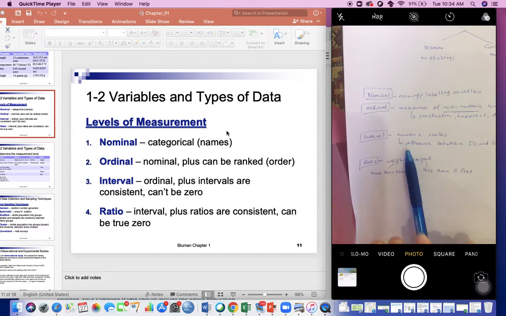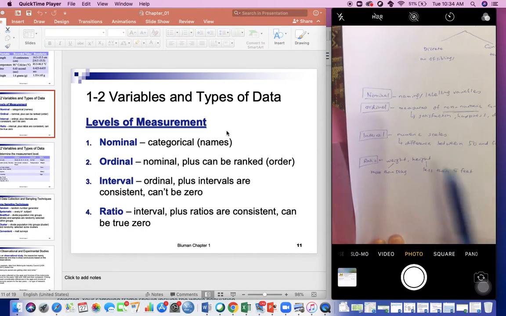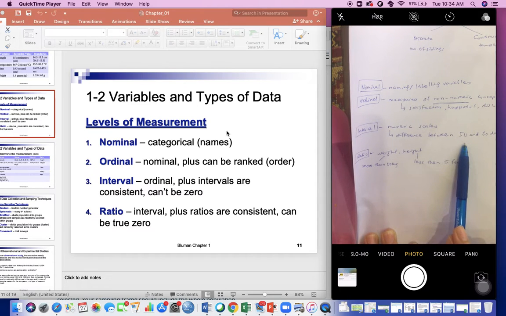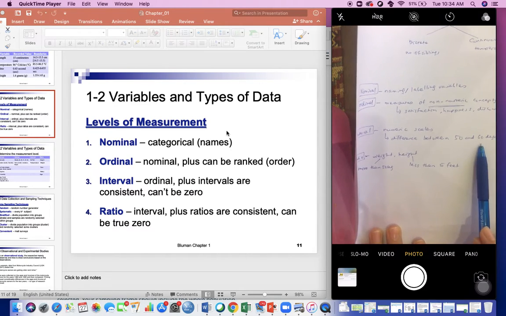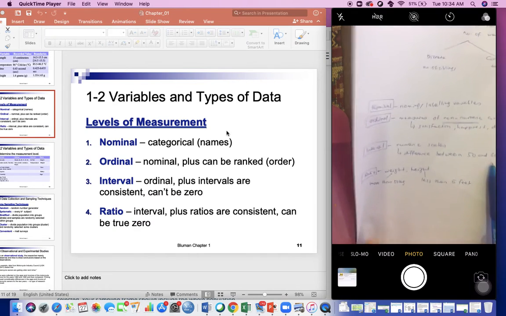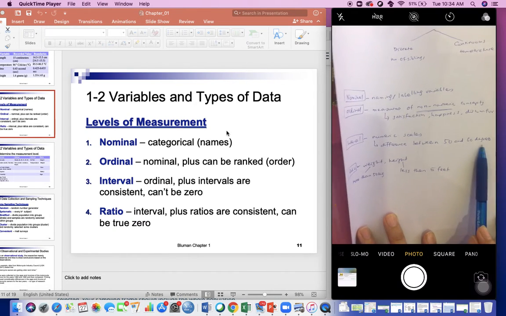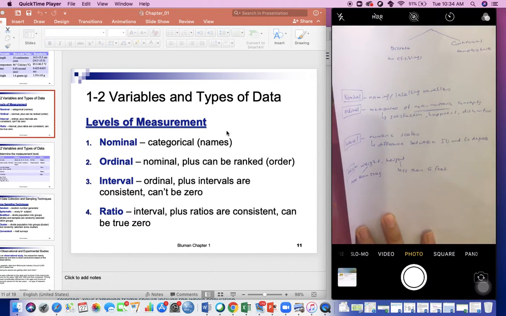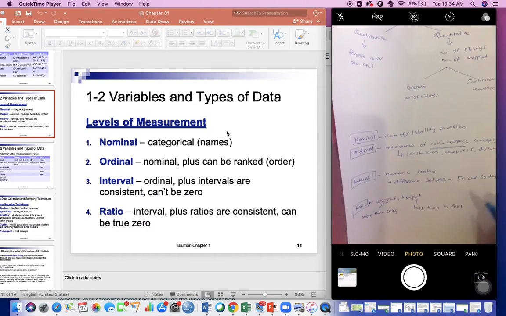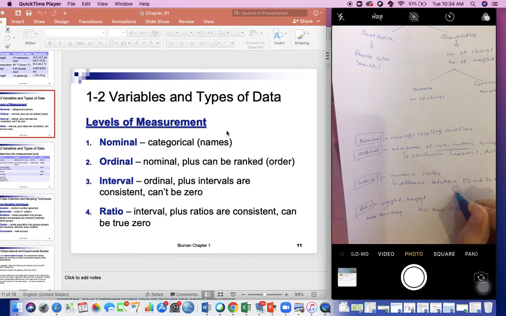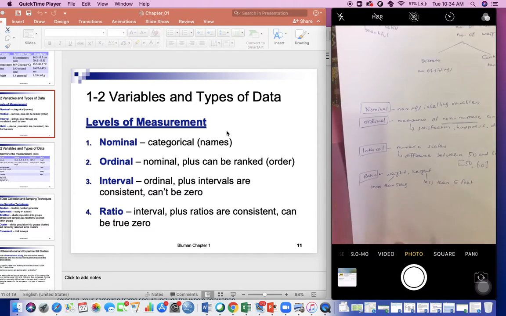So for interval, we have numeric scales. For example, the difference between 50 and 60 degrees. Or we can also write it like this in interval, 50 and 60. Okay.